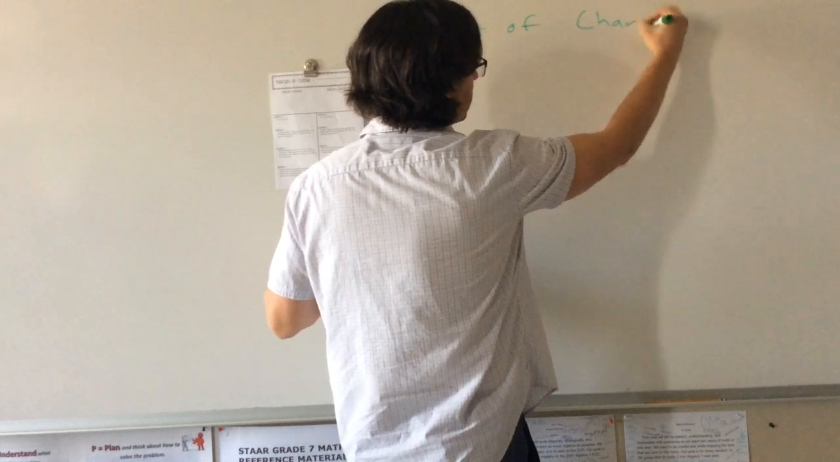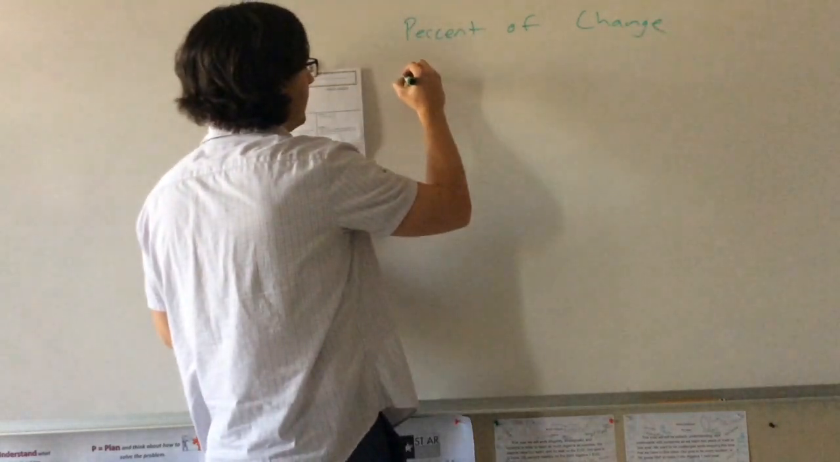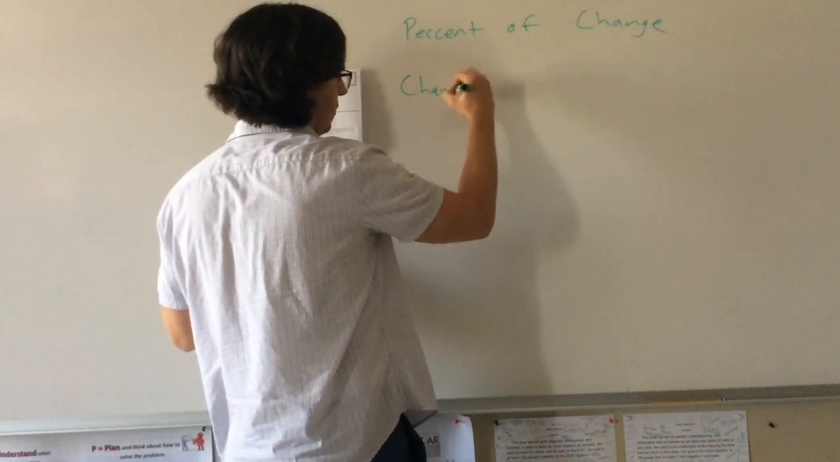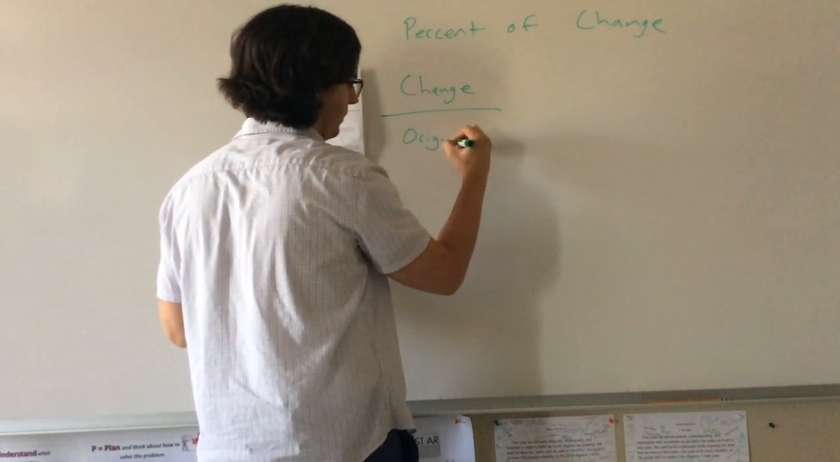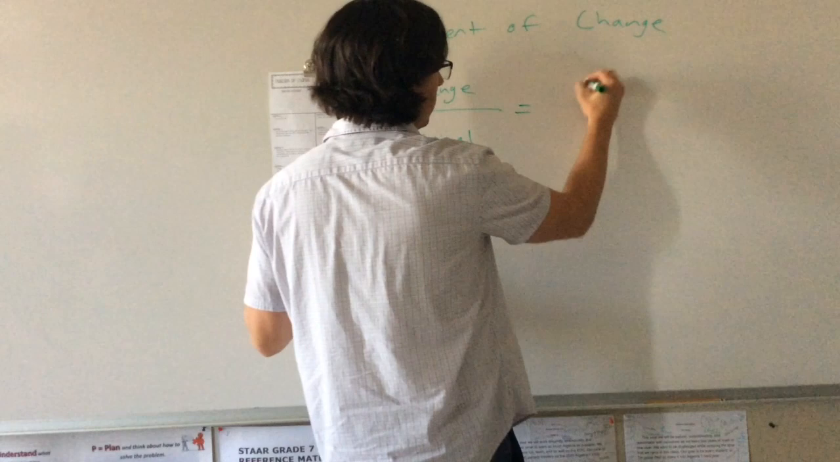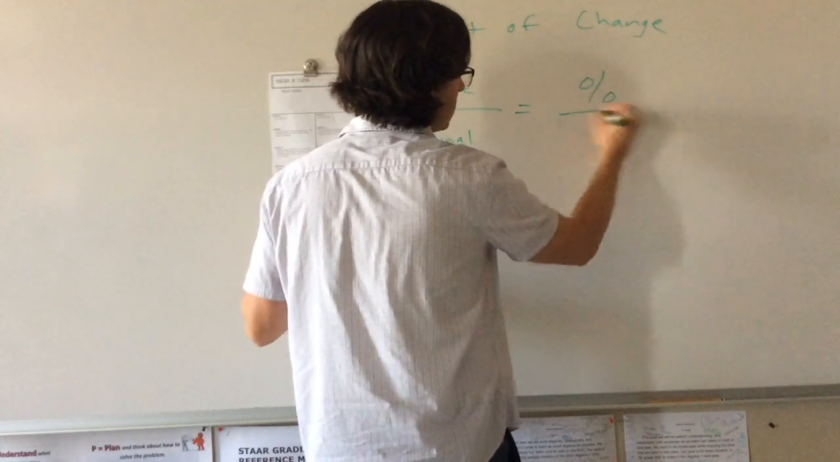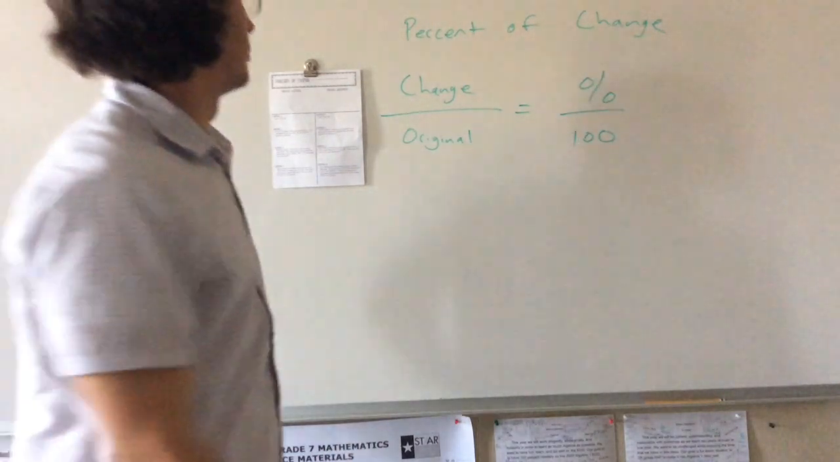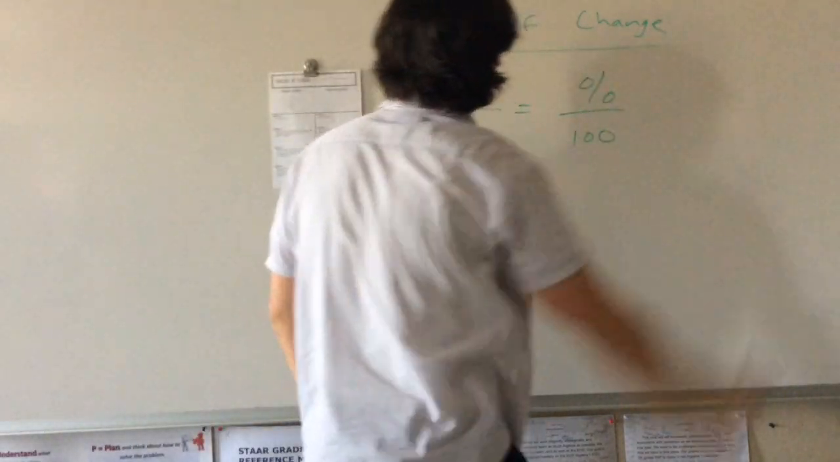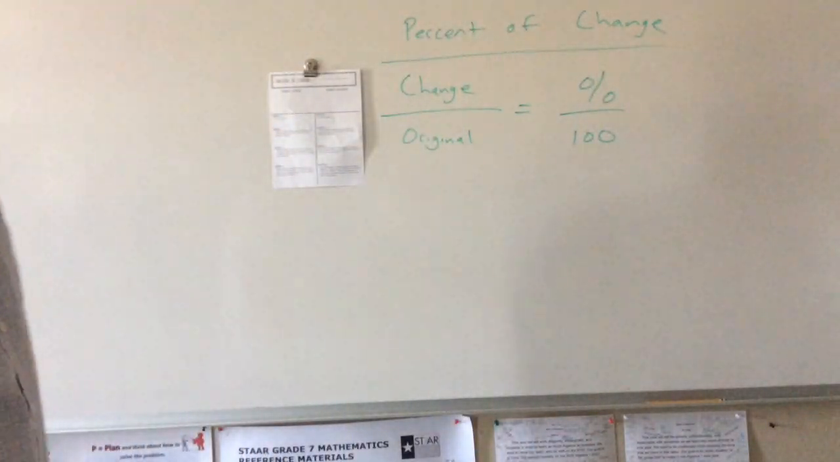This is going to be a pretty basic formula. So it's going to be change over original equals percent over 100. So change over original equals percent over 100. Okay, so that's going to be how we start off with our notes.